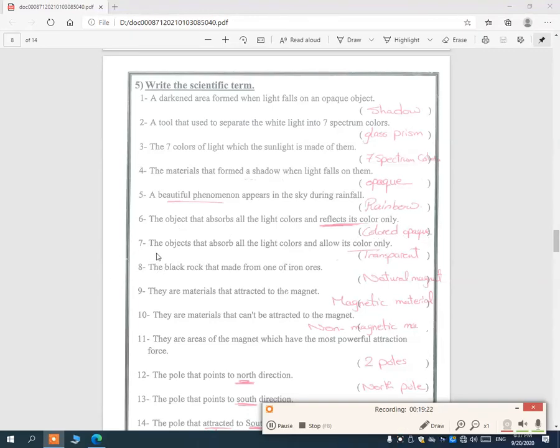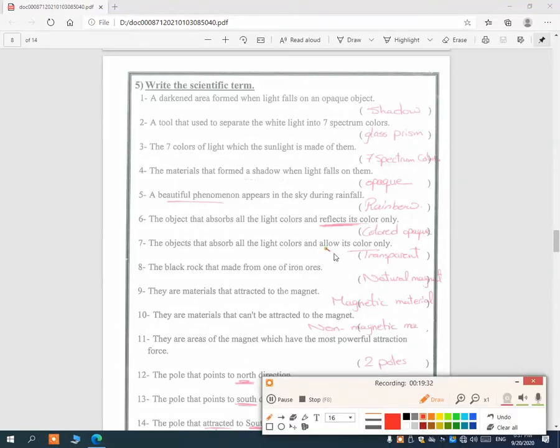Number 7: The object that absorbs all the light colors and allows, put a circle around allow, its color only to pass, which is transparent. Number 8: The black rock made from one of the iron ores, which is a natural magnet.